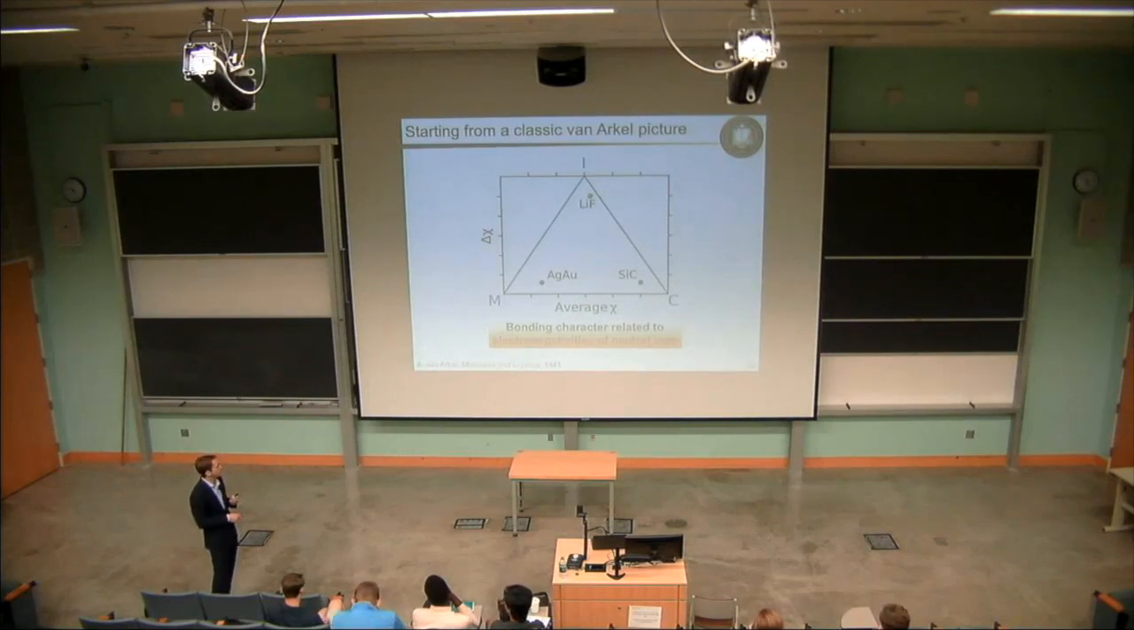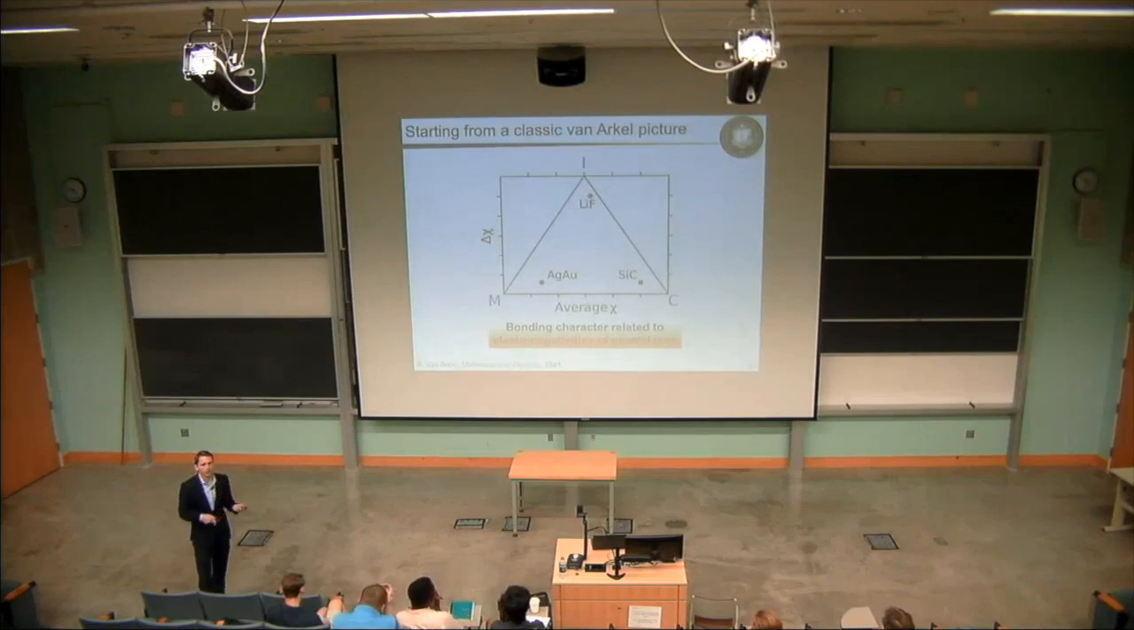And so we started from this very classical picture by Van Arkel of a chemical bonding triangle. In this type of analysis, what you do is plot the electronegativity difference between the ions in a compound against the average electronegativity. And so what you'll find for some simple binary compounds is that these intermetallics or alloys sit near this metallic corner, very ionic compounds sit at the top of the triangle, and then very covalent compounds sit at the bottom right of the triangle. And this is an approach that's typically taught in general chemistry or in early chemistry classes.